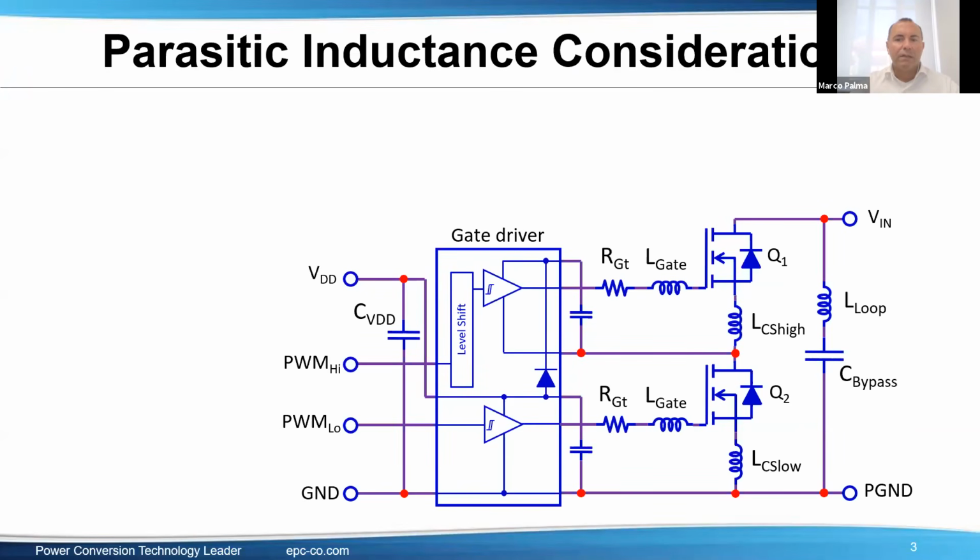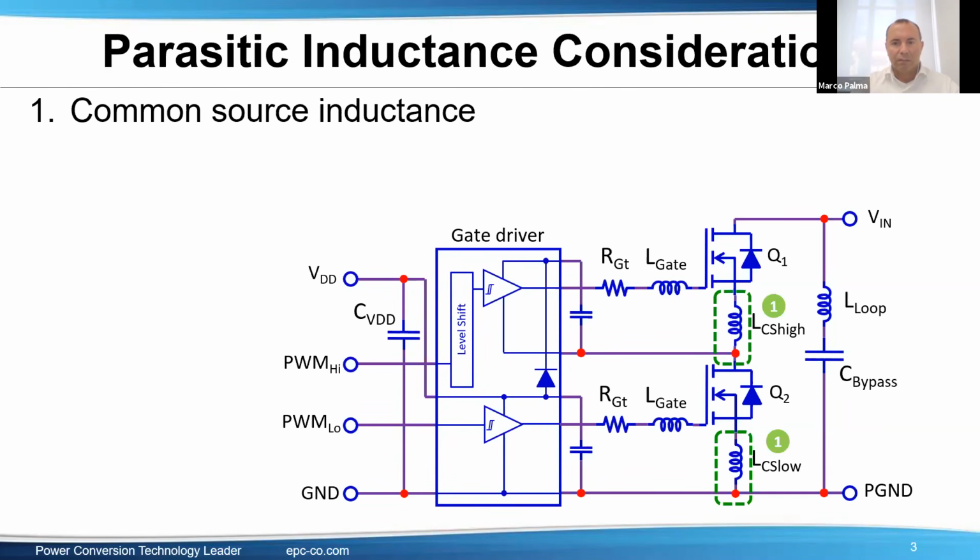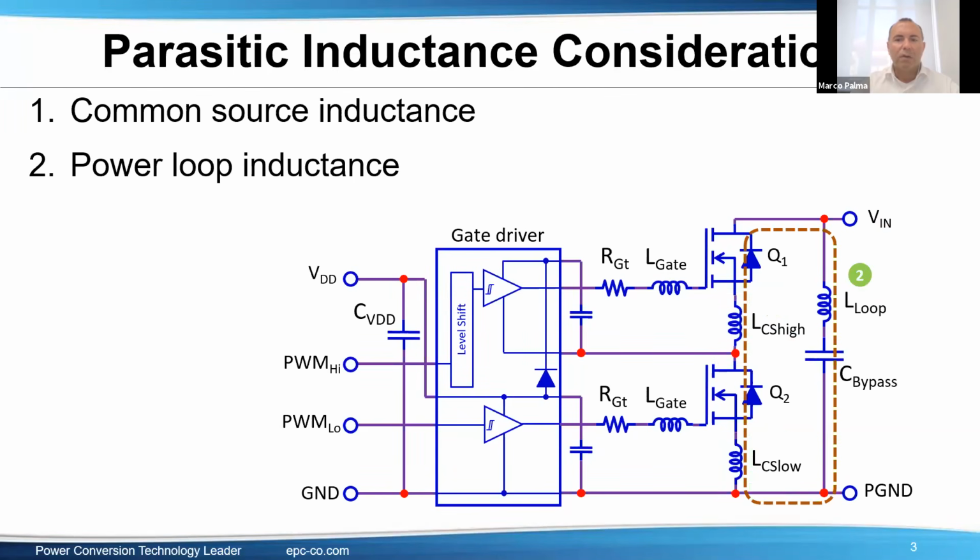The main parasitic inductances in a layout are the common source inductance, formed by the sharing of inductance between the gate circuits and the power circuits. So here is the gate, and here is the power circuit. Next is the power loop inductance that encompasses both the FET and the decoupling capacitor. This is the power loop inductance. And usually when I talk about this, I refer to the high frequency part of the power loop.